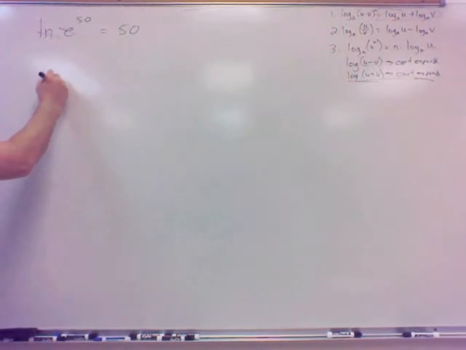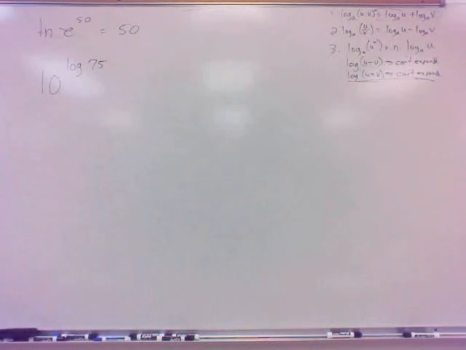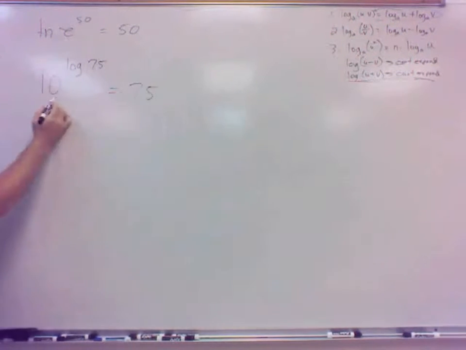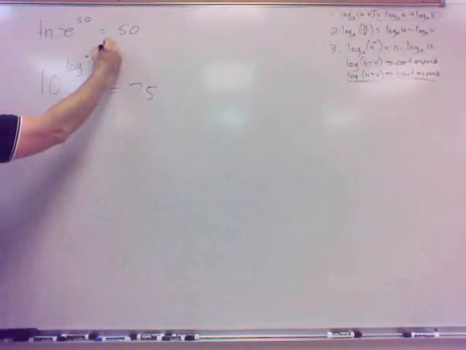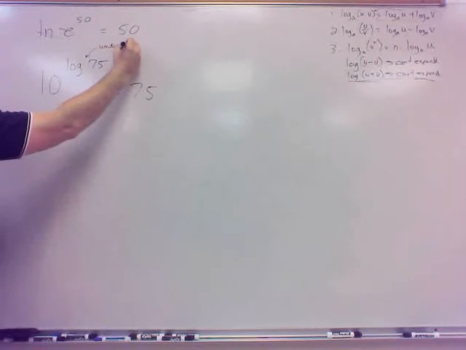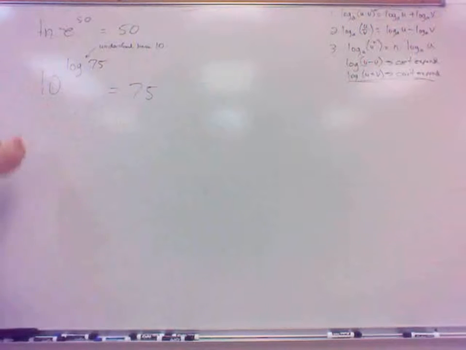What if I had 10 to the log of 75? The log of 75 being the exponent. That's going to be 75, okay? And that's because, don't these have the same base? Remember, if it's log and there's no base written, that's understood to be base 10. And so, yeah, that's going to cancel out, essentially, and that's just going to leave you 75.